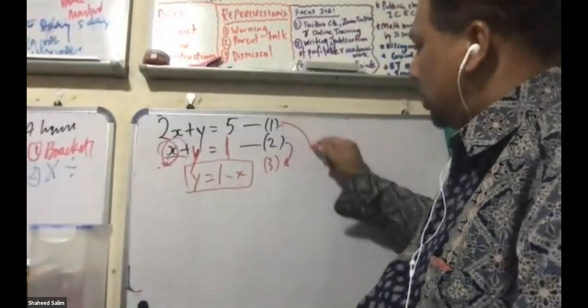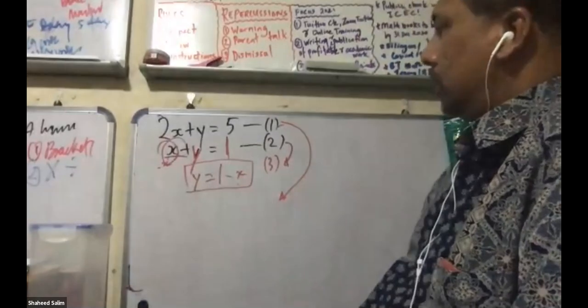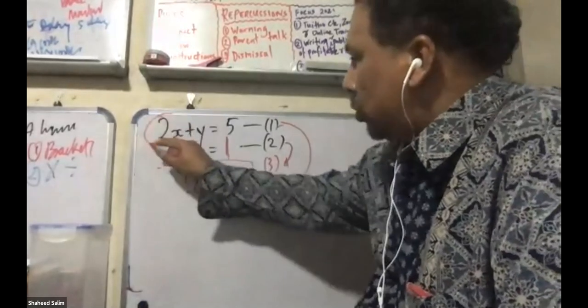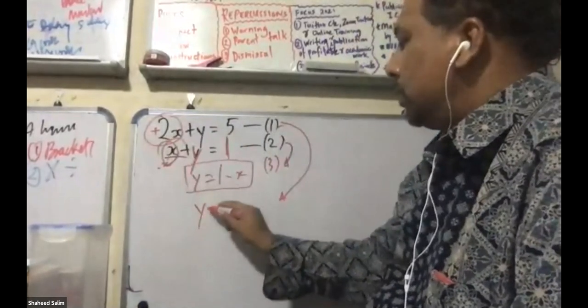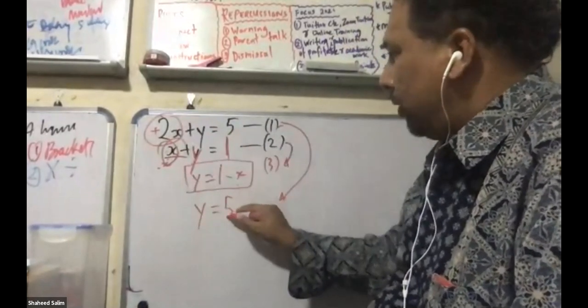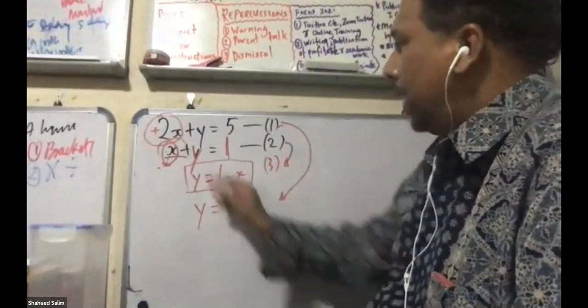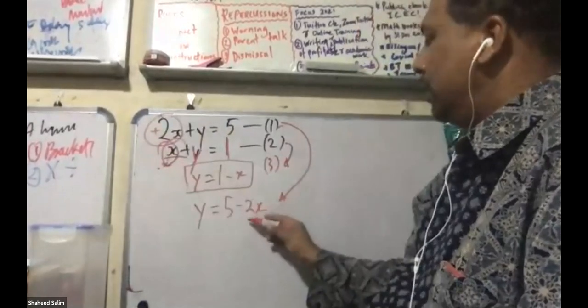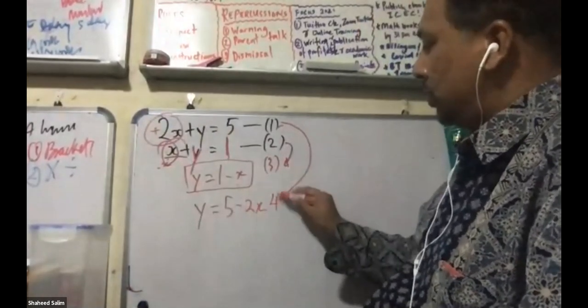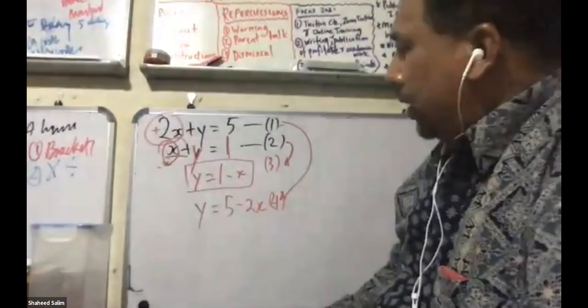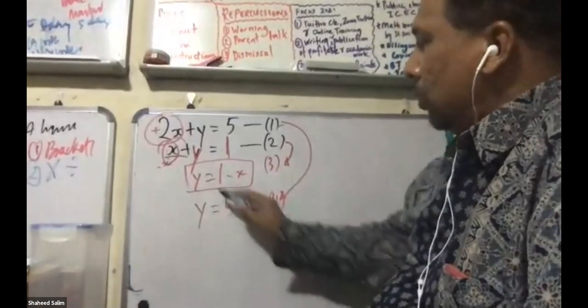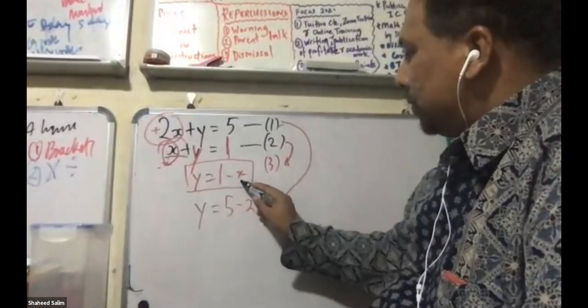Equation 1 now goes to equation 4. Again, I bring this 2x to the other side. So you get y equals 5 minus 2x. Y plus 2x, I bring to the other side, so it becomes minus 2x. This is equation 4. Now we can see, Ryan, Inshira, and Shafi'i, y equals 1 minus x.